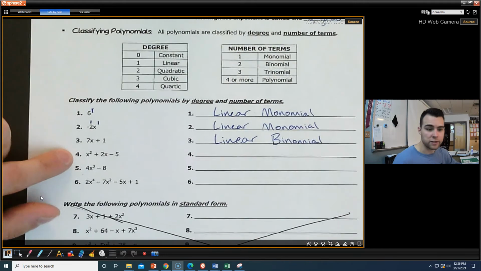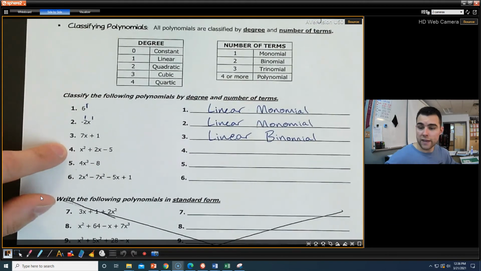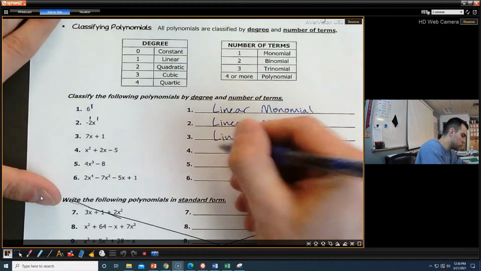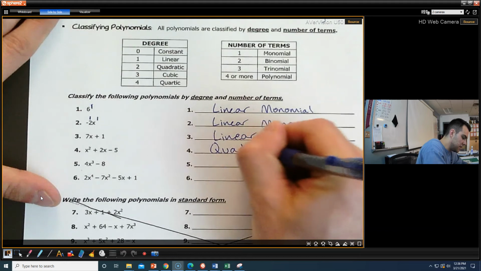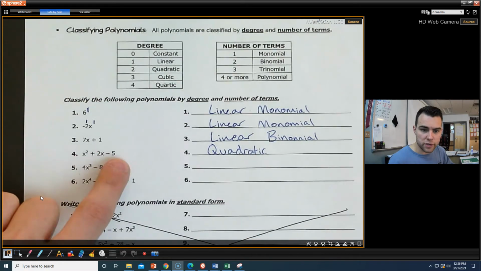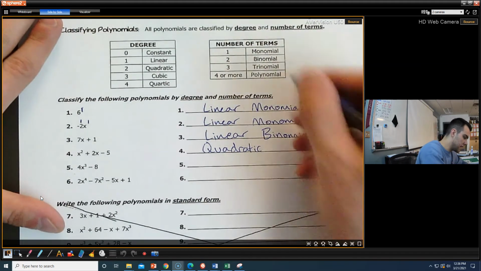Okay, moving on to this one. This time they give us a degree. The highest degree looks to be 2. So finally, this is a quadratic. And then how many terms are there? Well, there are 3 terms, 1, 2, 3. So this is a quadratic trinomial.